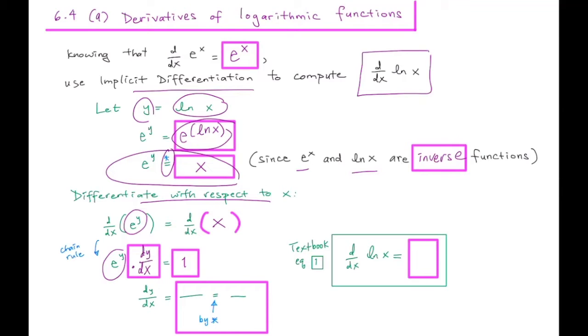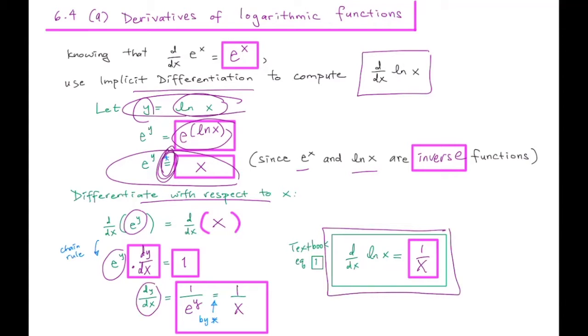But what we're interested in finding is dy dx because y is the natural log of x. So then I multiply both sides by 1 over e to the y. So I get that dy dx is equal to 1 over e to the y. But because of this quantity, we know e to the y is equal to x. So I have 1 over x. And so the derivative of the natural log of x is 1 over x. So this one is something that you should memorize because we will use it often.